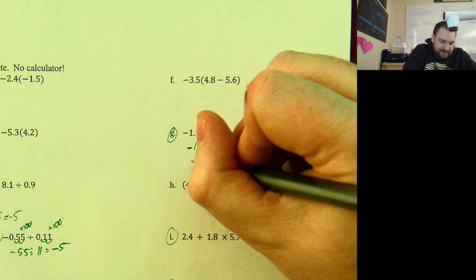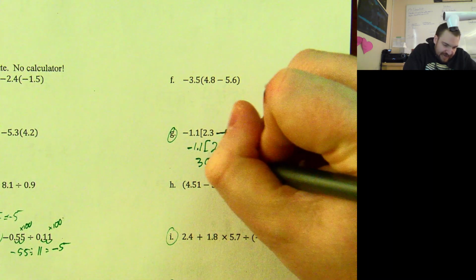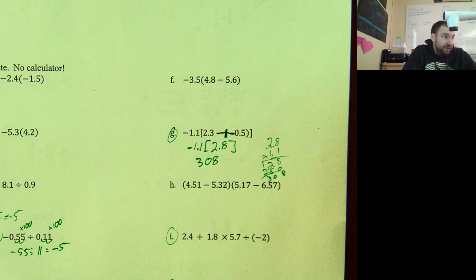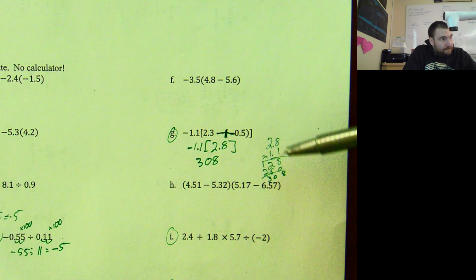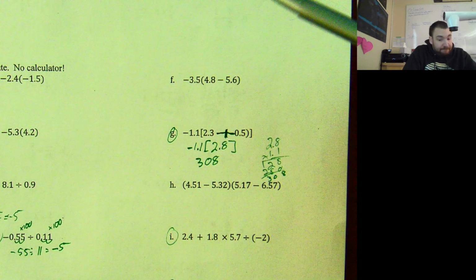So I'm going to get that this thing is actually going to be 308, except it's not 308. What do I do with the decimals when I'm multiplying, Harwin? Yeah, no, you're right.